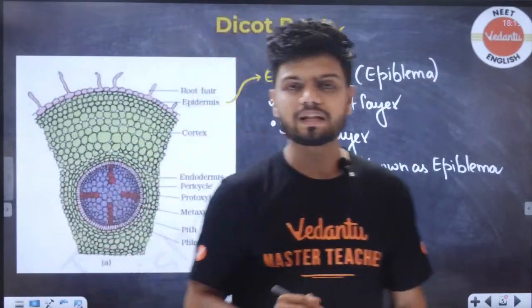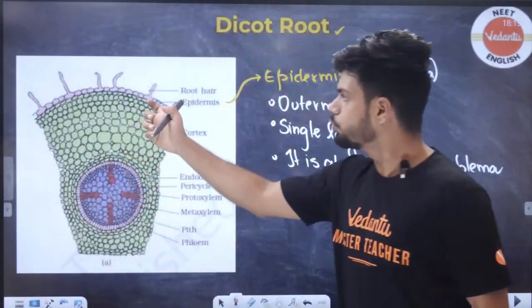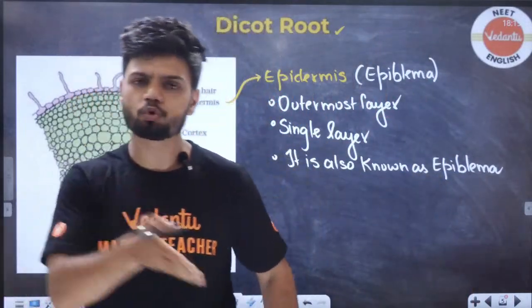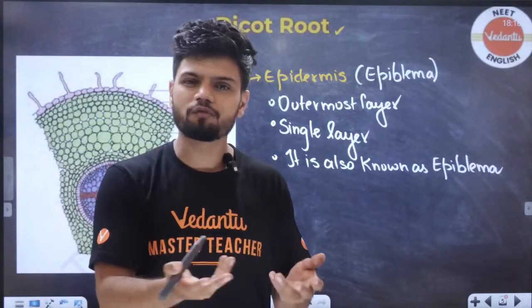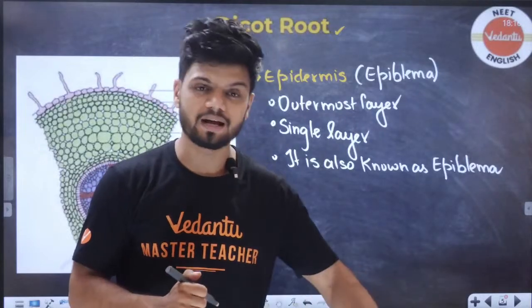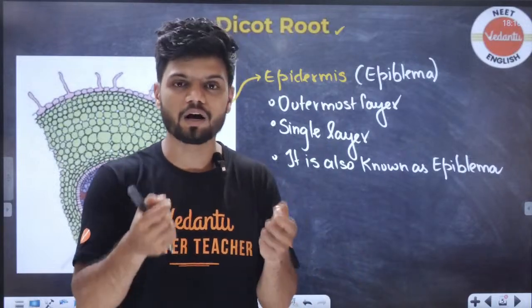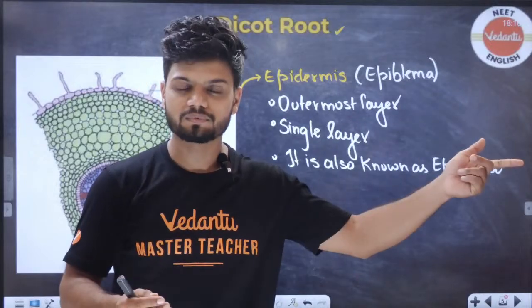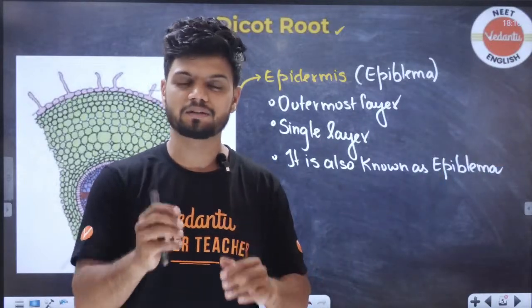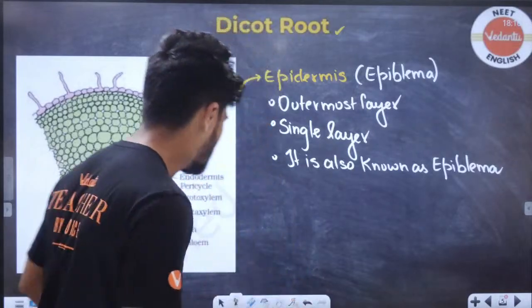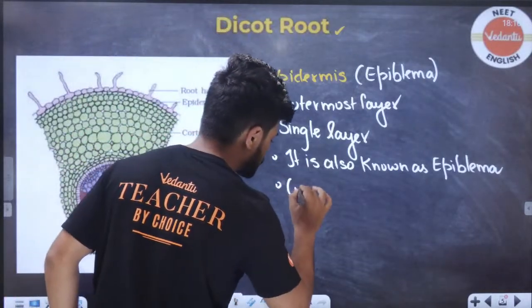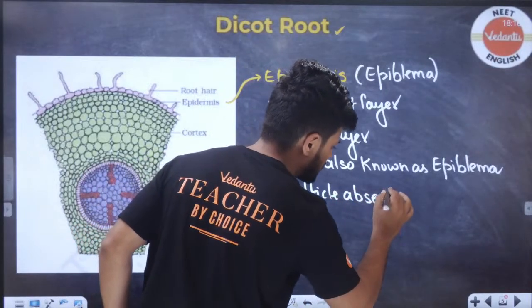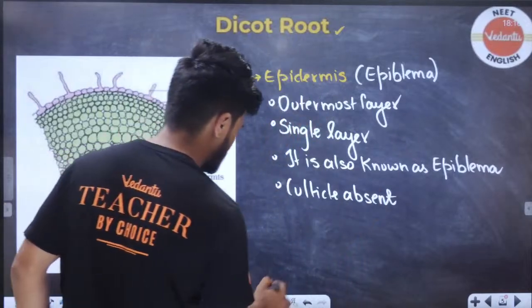Now, students, you tell me, in the case of the root, do you need cuticle? It is a root. It is under the soil. So obviously, you do not need a sunscreen. If you are sitting inside your house, will you apply sunscreen? Obviously not. You only need sunscreen when you are outside the house. So technically speaking, the root does not have cuticle. The cuticle is said to be completely absent here.